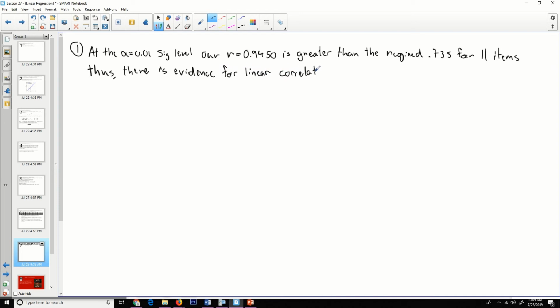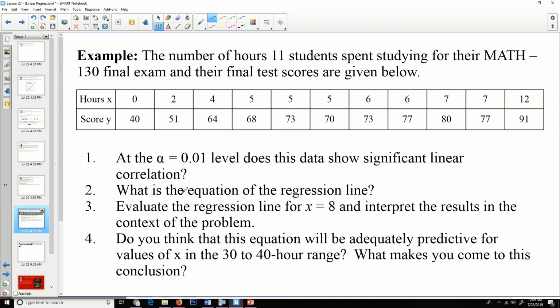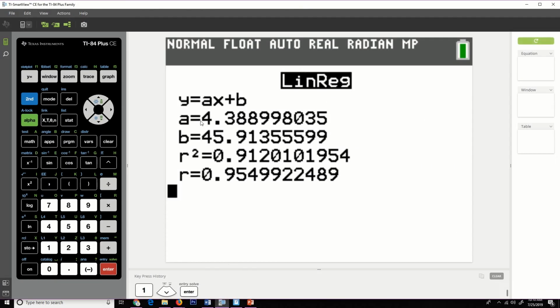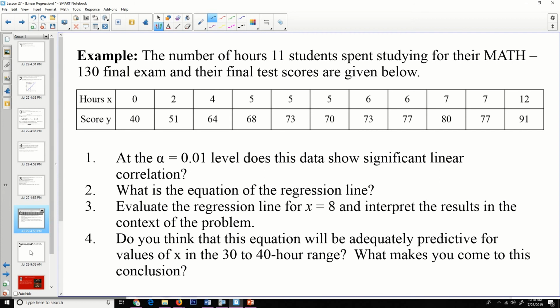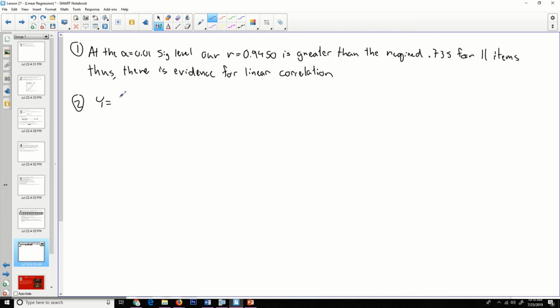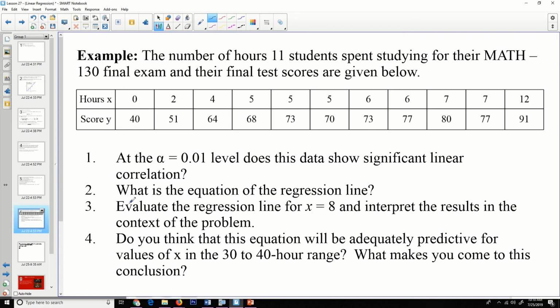Number 2 asks, what is the equation of the regression line? Well, the equation of the regression line is just y equals mx plus b using these values. So we can say y equals 4.389x plus 45.914. And then for number 3, it says evaluate the regression line for x equals 8 and interpret the results in the context of the problem.